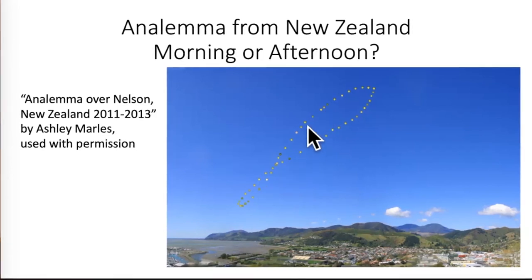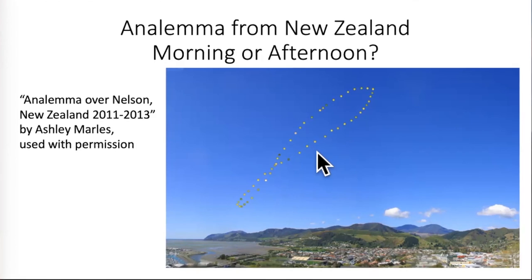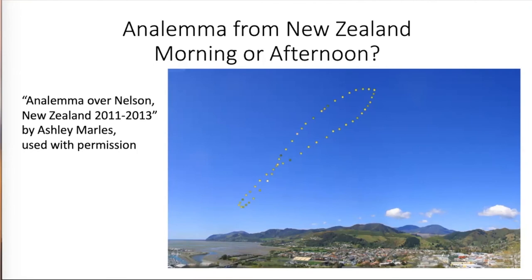It looks as though it's upside down, doesn't it? Because with the big loop at the top and the little loop at the bottom. It's not upside down. You are if you're in New Zealand. In fact, the analemma looks exactly the same and is in exactly the same orientation wherever you look at it from and whenever you look at it. It's just that your orientation depends on those things.